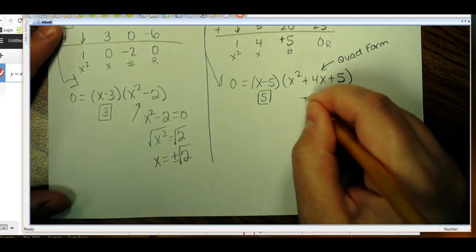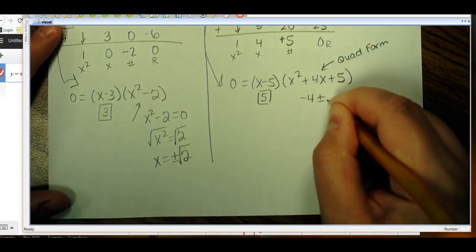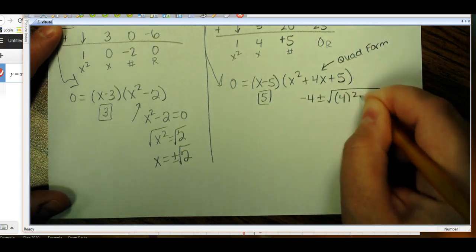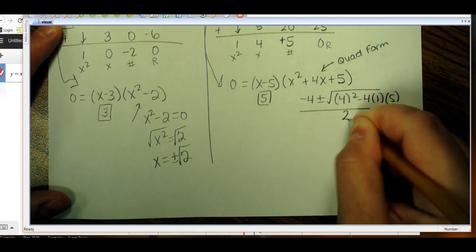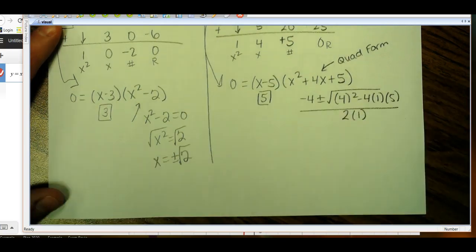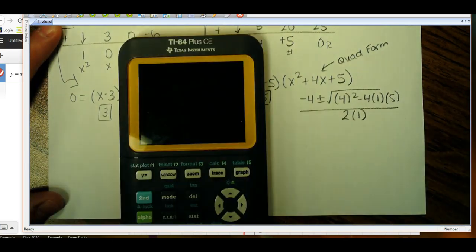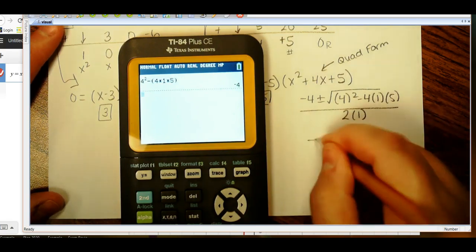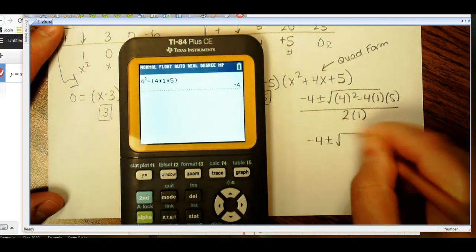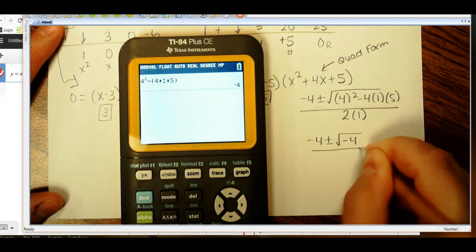Alright, so opposite of b would be -4 plus or minus the square root of 4 squared minus 4 times 1 times 5, all over 2 times 1, just focusing on the quadratic there. Okay, let me get what's under the square root. So we got 4 squared minus 4 times 1 times 5. So I have -4 plus or minus the square root of -4 over 2.